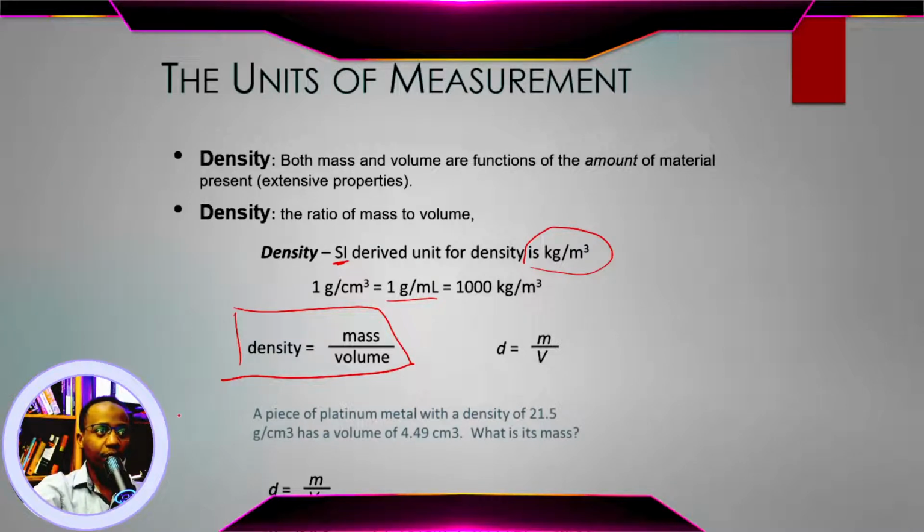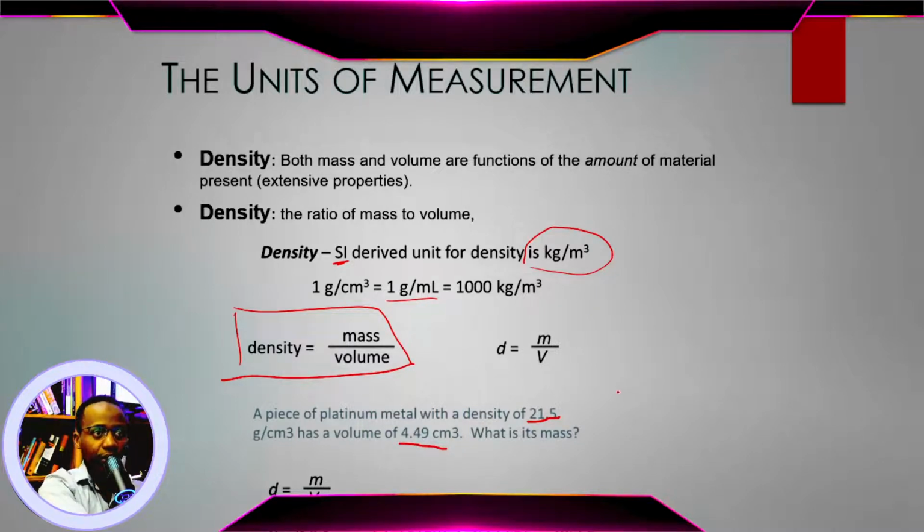So let's look at an example. An example is telling you a piece of platinum metal with a density of this has a volume of this. What is the mass? Okay, this is actually a good one. So instead of asking you the density, they gave you the density and they're asking for the mass.